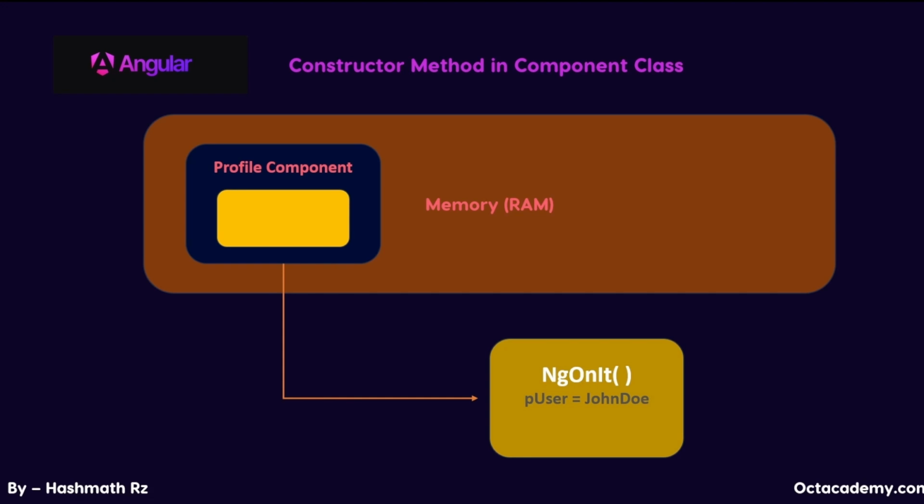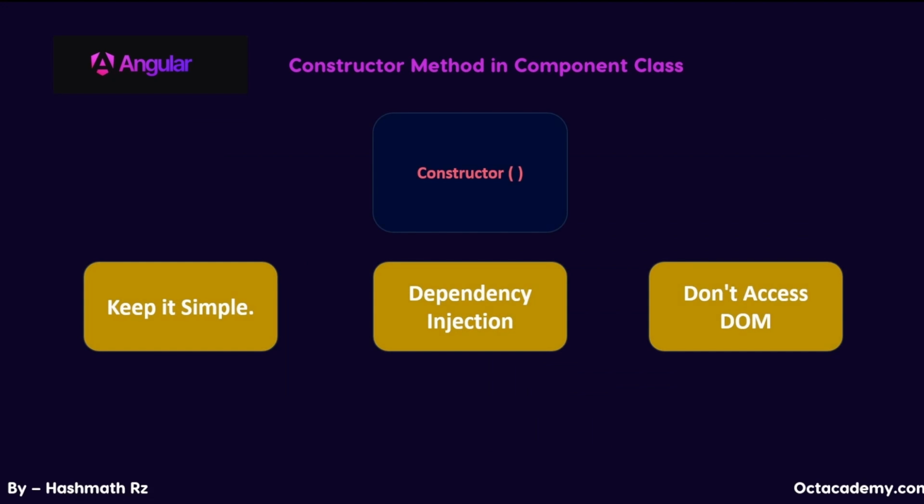Alright. So guys, mostly we use the constructor for dependency injection and simple initialization that doesn't depend on input properties. So we'll use ngOnInit for more complex initialization, especially those that rely on input properties or fetching data. Okay, so now that we know what constructors are for, let's talk about some best practices for this constructor method. First, keep it simple. The constructor should be lightweight, so avoid complex logic or heavy computations.